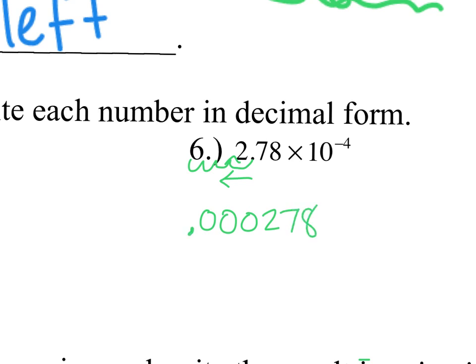And our decimal over here. And you guys can always double check. Okay, 4: 1, 2, 3, 4. That would put it back right where it started. So that's good. So 0.000278.